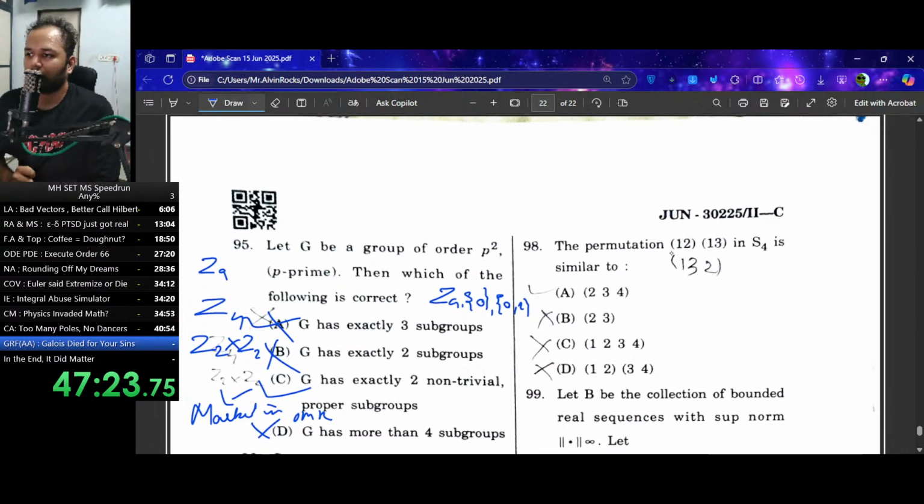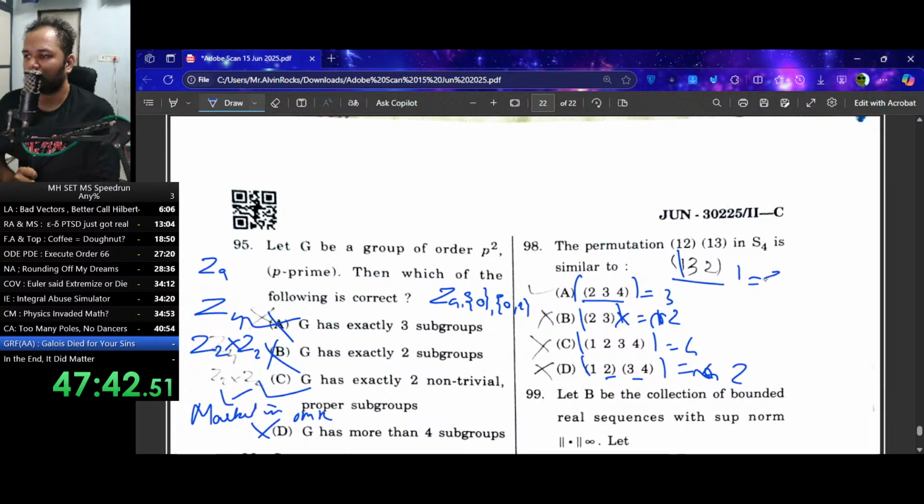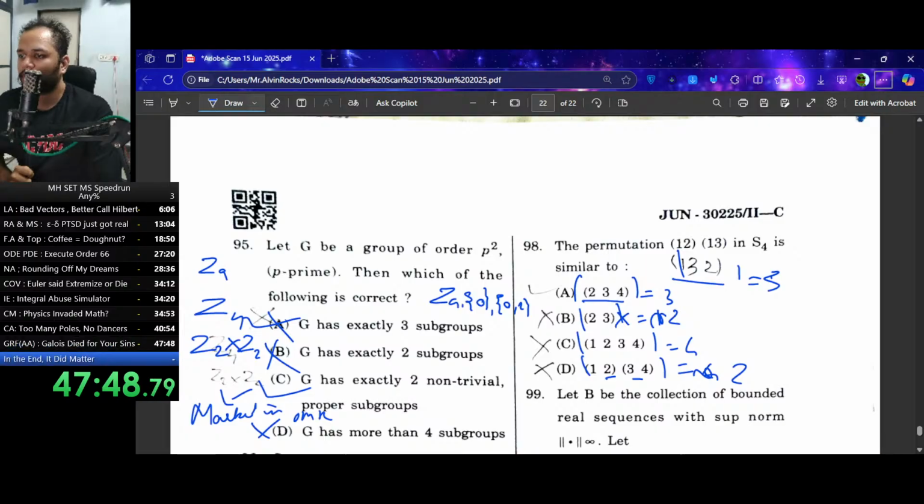Okay, this permutation is just 1, 2, 3, and this is equal to this. This is of order 1. Order is 2. 4 order is 4. But this one is 2, sorry, this is 2. And this order is 3. This order is 3. So therefore, option A is correct.